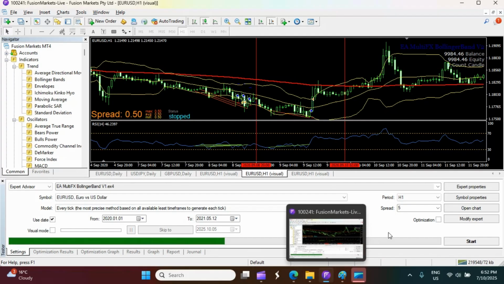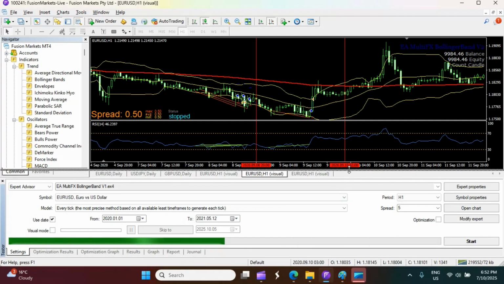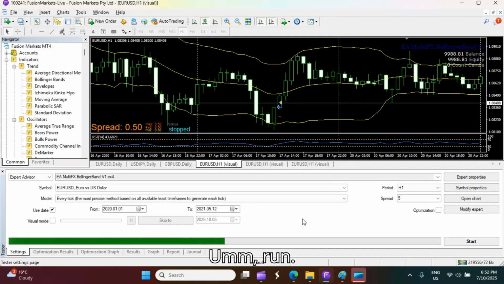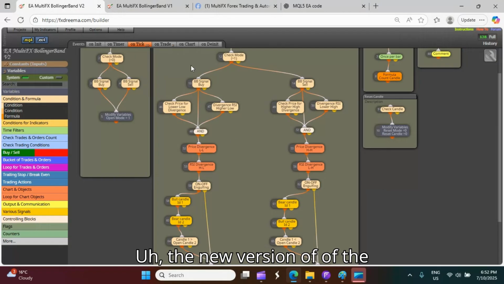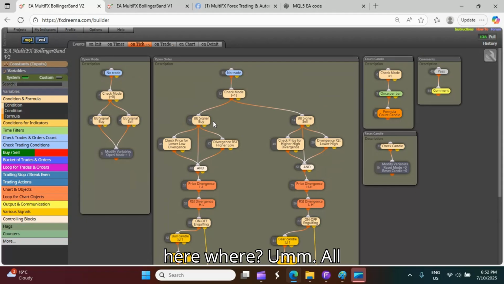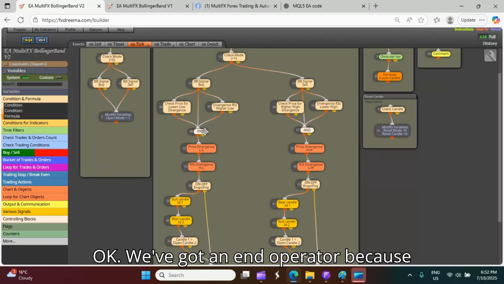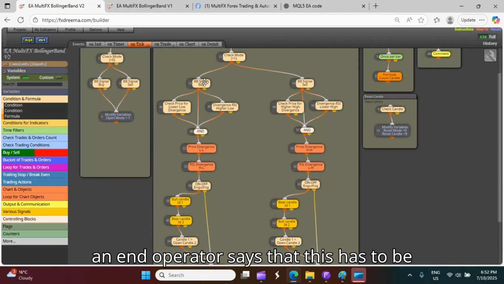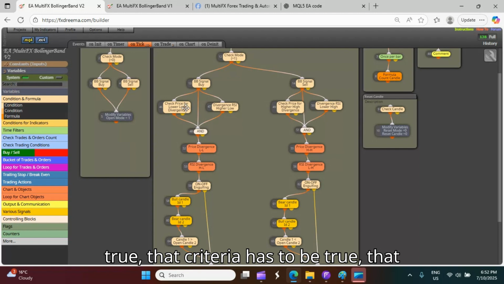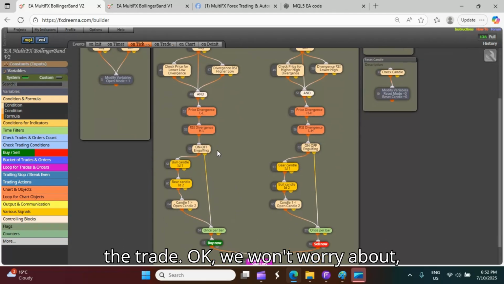Okay, so if we were to run the new version of the bot, which is this new version here where all three criteria have to be met. We've got an AND operator, because an AND operator says that this has to be true, that criteria has to be true, and that criteria has to be true for it to take the trade. We'll cover this in the next episode.